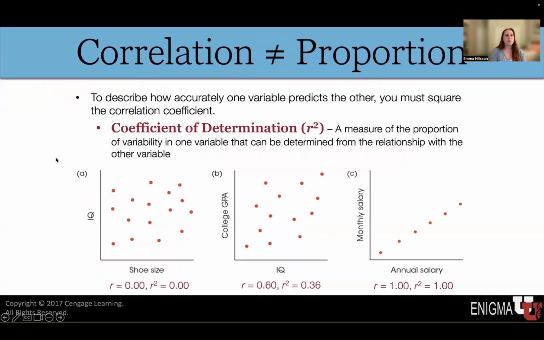The last thing we're going to talk about is the idea that correlation does not equal proportion. Just because two variables correlate with each other, that doesn't mean that we can use one of them to estimate what the other one is going to be. That's what proportion means.